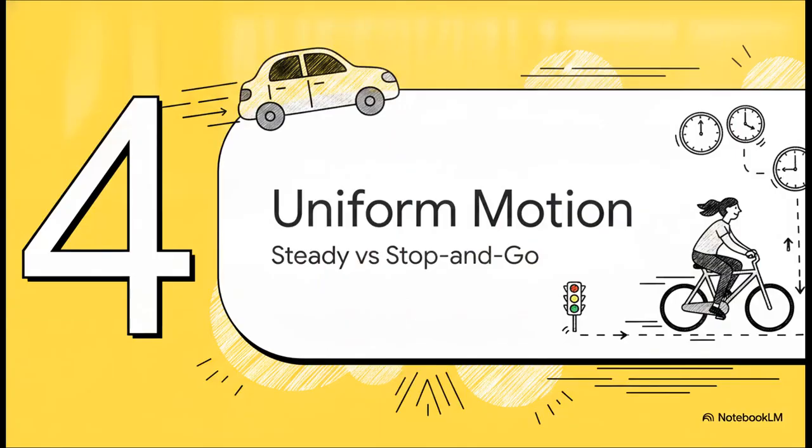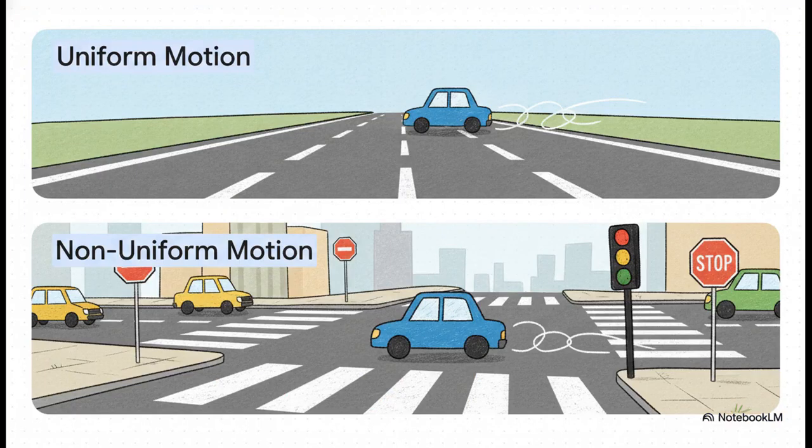Which brings us to Section 4. Uniform versus non-uniform motion. Steady versus stop and go. Let's zoom out and look at the overall flow of your journey, whether you're driving a car or pedaling a bike. Think about the different parts of your drive.